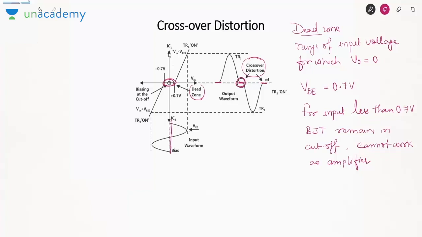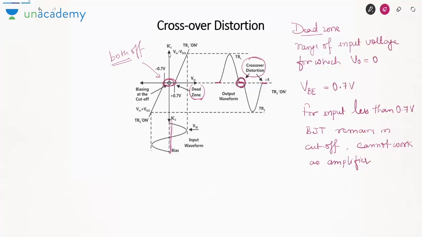It will be generally seen in a push-pull amplifier, where we have two BJTs. One is working in the positive region of input voltage and the other is working in the negative region of the input voltage. And both the BJTs cannot be on before 0.7. So this is the region where both BJTs will be off.